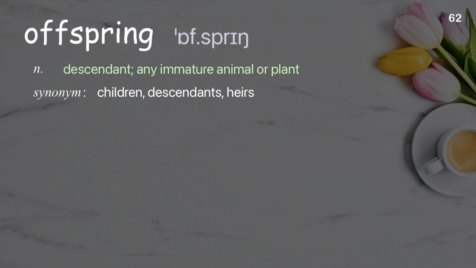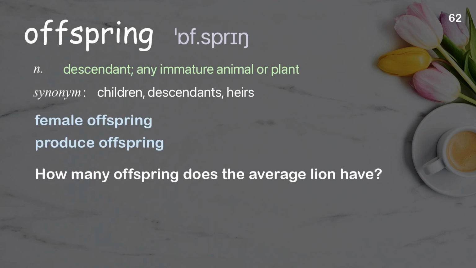Offspring. Descendant, any immature animal or plant. Examples: Female offspring, produce offspring. How many offspring does the average lion have?